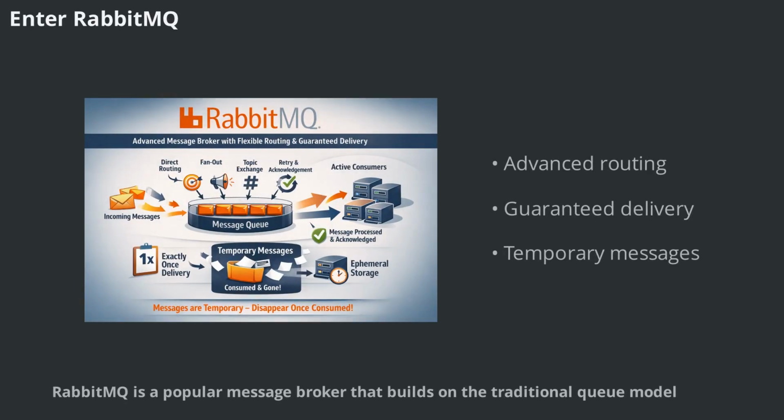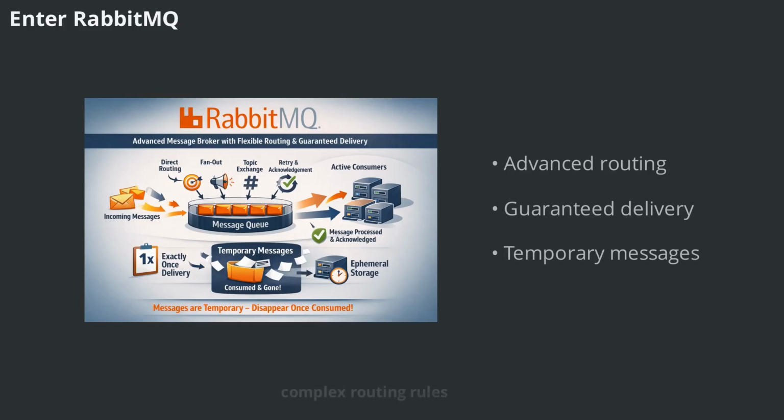RabbitMQ is a popular message broker that builds on the traditional queue model, adding more flexibility and features. It supports advanced routing, fan-out messaging, acknowledgements, and retry mechanisms. This makes RabbitMQ a great choice when you need guaranteed delivery, complex routing rules, or want to ensure that messages are processed exactly once. But even with these enhancements, RabbitMQ still treats messages as temporary. They're gone once consumed and acknowledged.